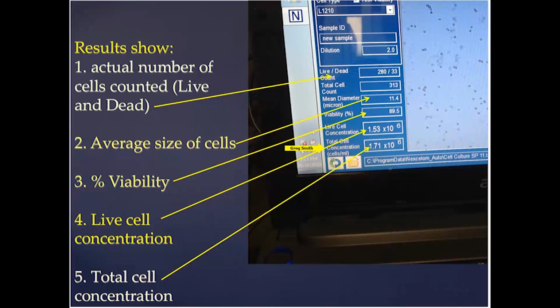Now if you remember, our hemocytometer enumeration gave us a result of 1.58 times 10 to the 6 cells per ml. Here, using the celometer, we get 1.53 times 10 to the 6 cells for the same sample. So considering there's about 10% error in either method, that's fairly accurate. That's pretty close to what we counted on the hemocytometer.